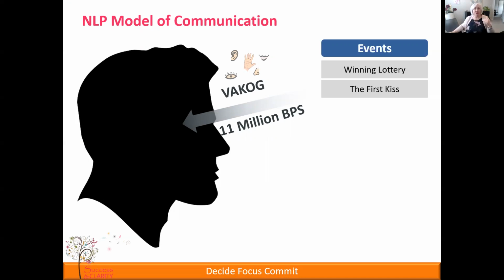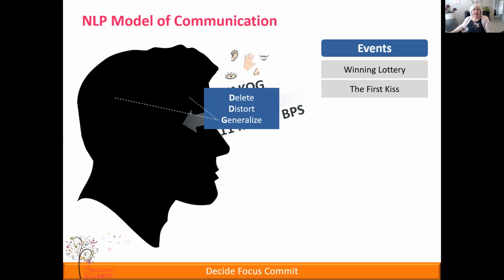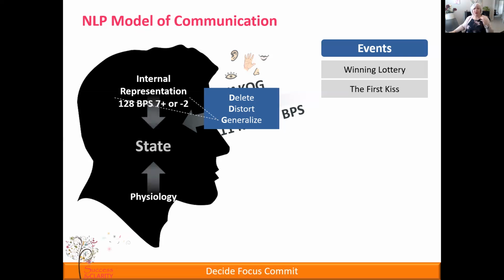So what happens is your brain can't handle all of that information. So it deletes information, it distorts it, or it generalizes it. And this is to protect you because it can't handle all of the information that's coming in at us at the same time. And then it runs it through various filters that we have that I'm going to talk about with you in a few minutes. And that's the process of deleting, distorting, and generalizing. Well, then that 11 million bits per second turns into about 128 bits per second.